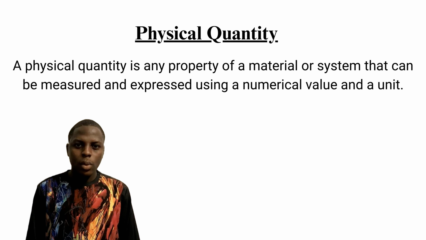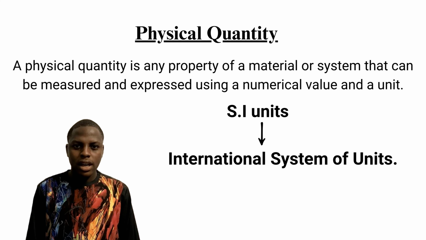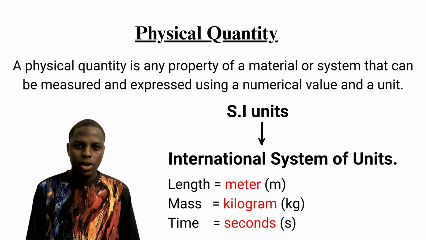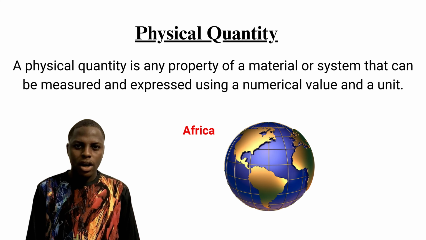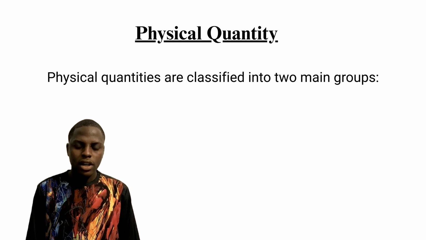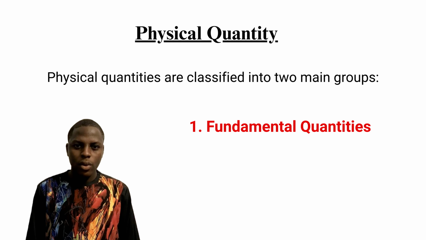In physics, we use the SI units, the International System of Units. This is because using one universal system avoids confusion. So whether the measurement is taken in Africa, Europe, Asia, or anywhere else, the meaning remains the same. Physical quantities are grouped into two major types: fundamental quantities and derived quantities.